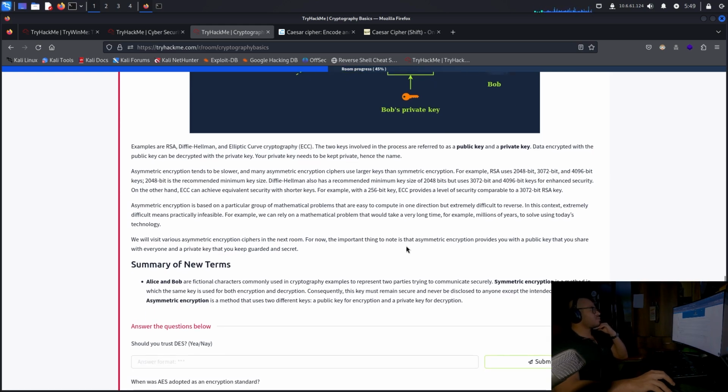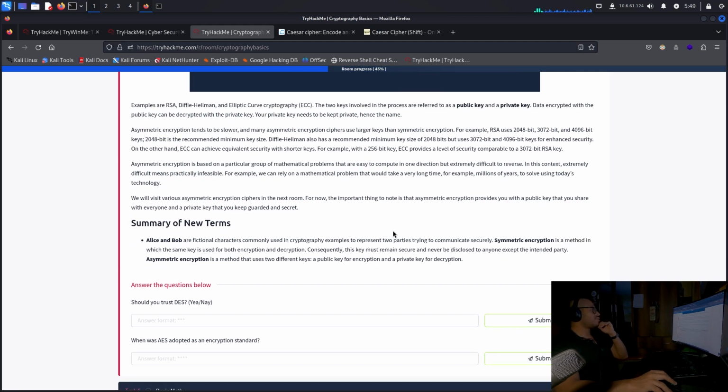Asymmetric encryption tends to be slower, and many asymmetric encryption ciphers use larger keys than symmetric encryption. For example, RSA uses 2048 bit keys, which is a recommended minimum key size. Diffie-Hellman also has recommended minimum key size up to 4096 bit keys for enhanced security. On the other hand, ECC can achieve equivalent security with shorter keys. For example, with a 256 bit key, ECC provides a level of security comparable to a 3072 bit RSA key.